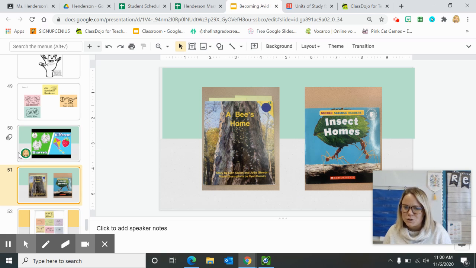Take a look at these two nonfiction books. You all recognize A Bee's Home. We've read that all together. But now we have a new nonfiction book called Insect Homes. I want you to take a little bit of think time, and I want you to think about what you think is the same just by looking at the title and the picture, and what you think is different with these two books. All right, take a little think time. What is the same? What is different?